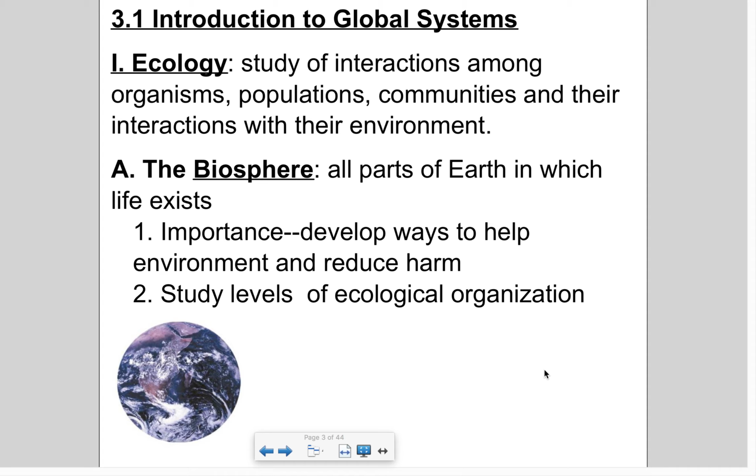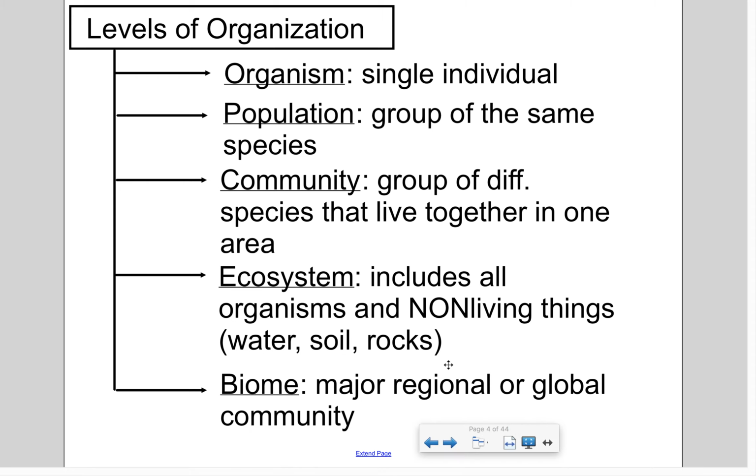And then the second is just to study levels of the ecological organizations that exist. And so I'm going to go through 6 levels. I think your book just lists 5, but I'm just going to add the biosphere as the last level, the greatest level of ecological organization. So starting from the smallest and working our way down to the largest, we have our organism, a single individual. If you have a group of the same species, now you have a population. If you have a group of different species that live together in one area, we call that a community.